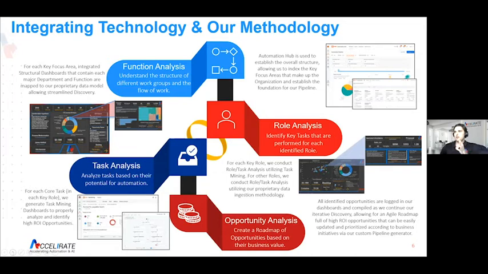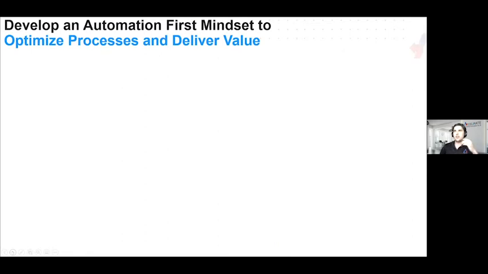And when we're talking about integrating this technology into our methodology, the opportunity analysis is that final main part where we are actually looking for what are the potential opportunities for automation? And that's where bots come in, because the bots will end up being the workers, so to speak, that are doing that work. So it's important to understand, when we're talking about opportunity analysis, that we have to make sure we put that in the perspective of the automation first mindset.